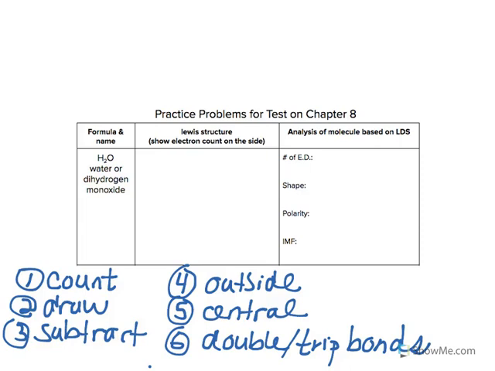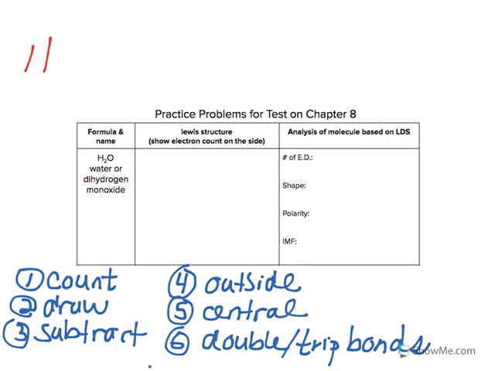Okay, for this practice problem here, we're going to start with the chemical formula, H2O, and go through all of the processes. We're going to draw the Lewis dot structure and then go through and count the number of electron domains, use that to predict the shape, use the shape to predict the polarity, and use the polarity to predict the intermolecular forces.